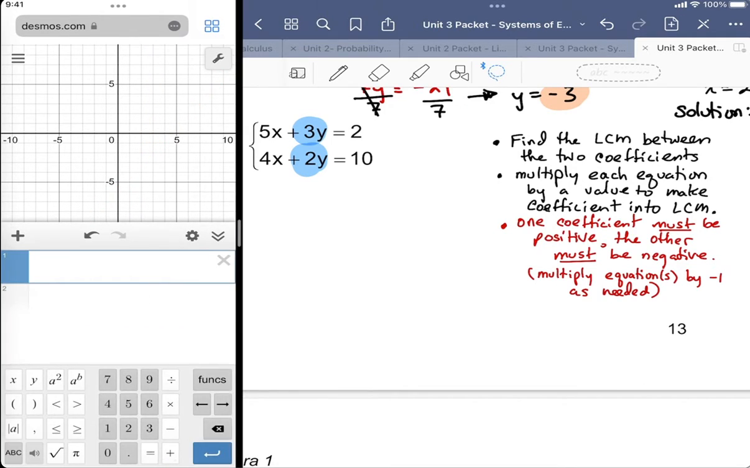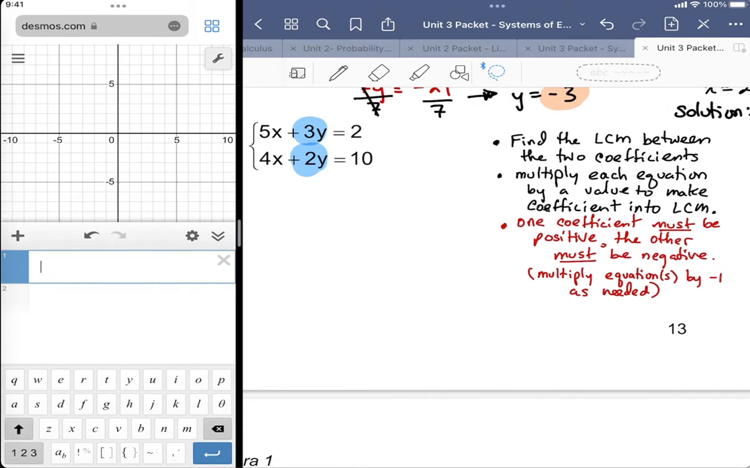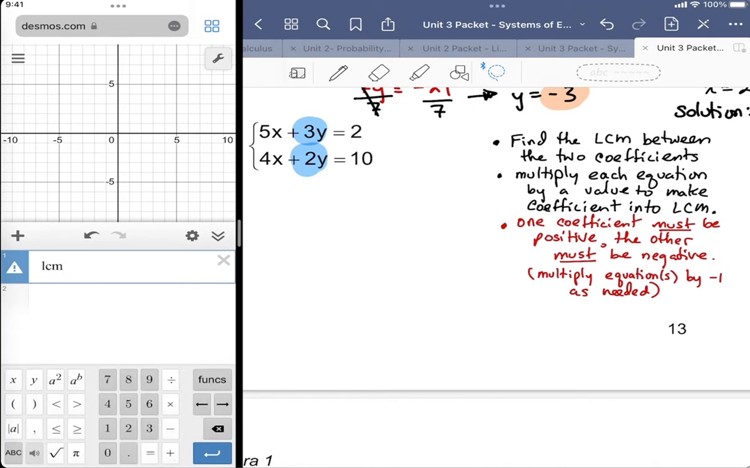So, in your Desmos calculator, it's easier because you just type in LCM. You see it starts off in italics, LC, and then once you type in the M, it goes from italics to ordinary font, which tells you, if you're familiar enough with Desmos, that it's a command that Desmos understands. Then open your parentheses, type in 3, 2, the two numbers that you want to find the LCM between, and you have it.